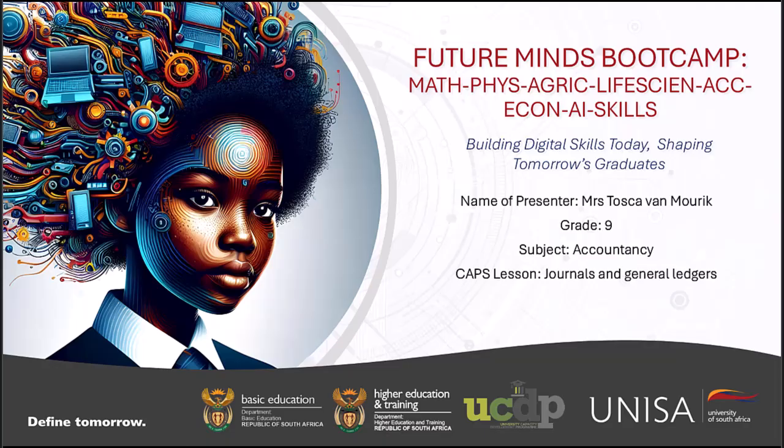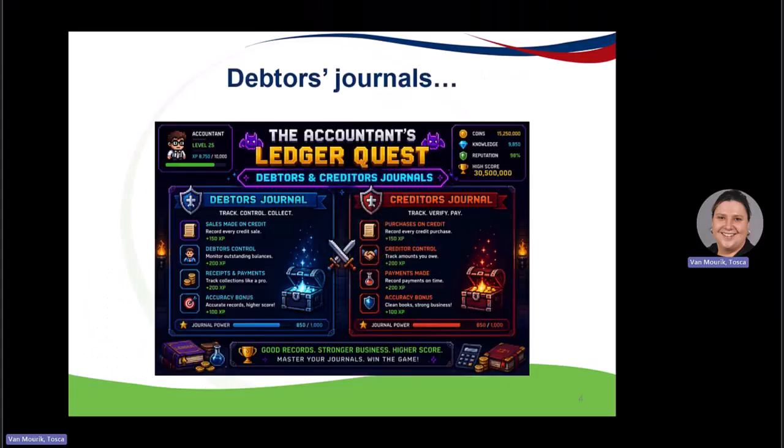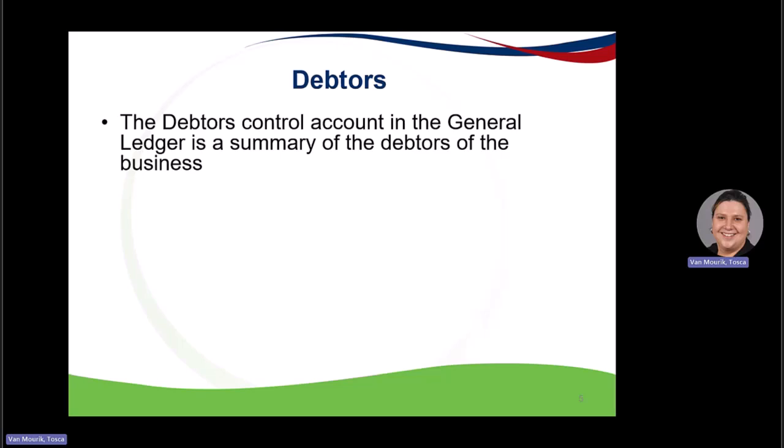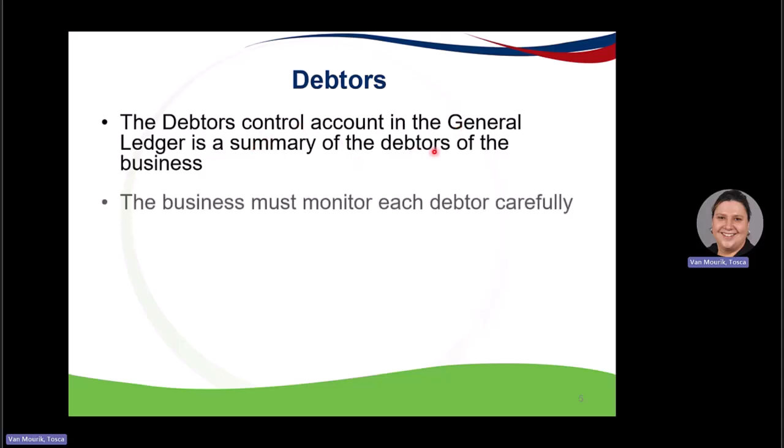For today, we are going to look at journals and the general ledger, but to zoom in, we are going to look at the journals and the general ledger of your debtors control. So just a little bit of a summary of what debtors are. Your debtors are people that owe you money. All of the transactions will be held in your debtors control account in the general ledger, and those are a summary of the debtors of the business.